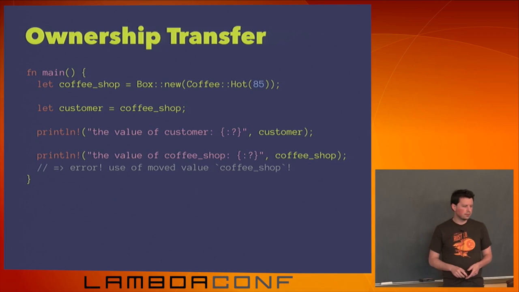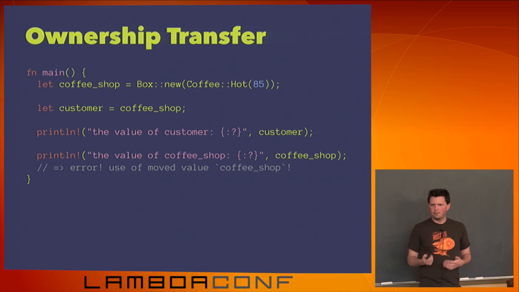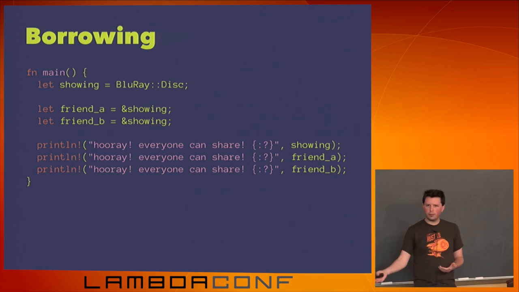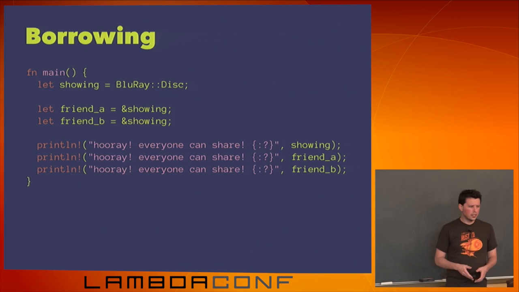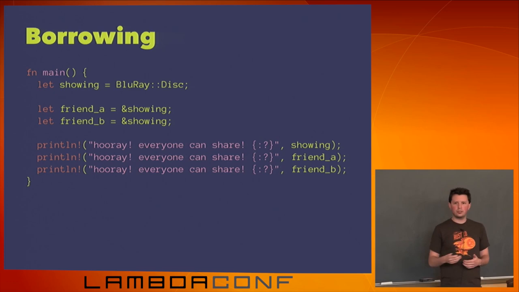But this is kind of a limiting system. So it'd be really helpful to actually be able to, when we want to, alias stuff. And so we can use borrowing for that. In Rust, the ampersand operator is the borrow operator. It's not address-of, even though it kind of acts the same way. It creates a reference to some piece of memory.